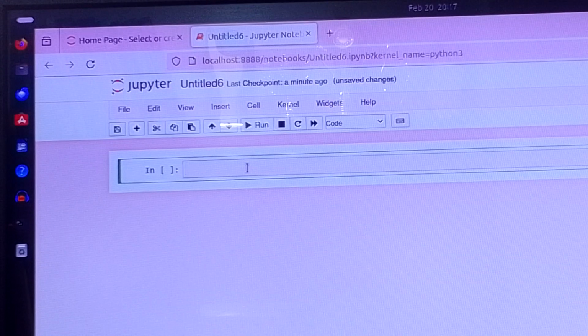Well, let's come back to the computer screen. I've already come back to my computer screen. You can see the Jupyter Notebook opened on my screen.